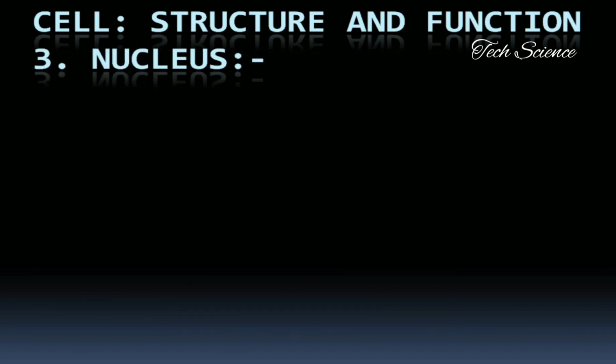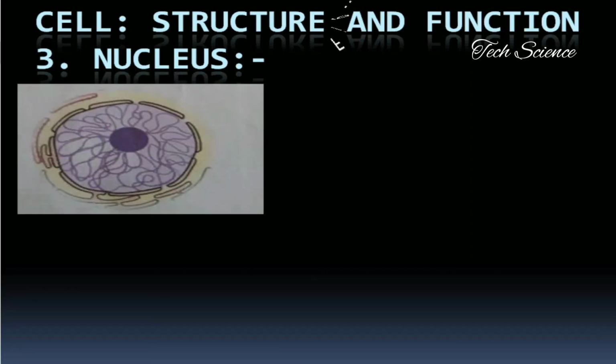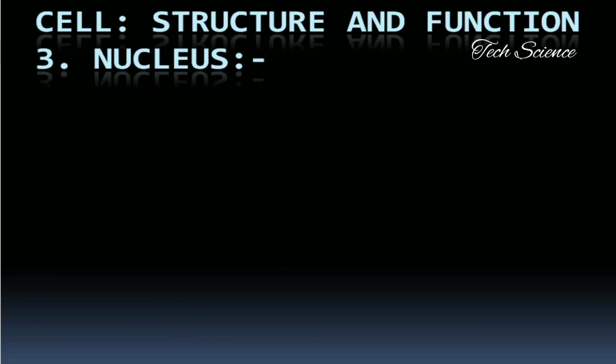Now, as at the start we discussed, the generalized cell is divided into three parts. Number one, cell membrane. Number two, cytoplasm, and the last part is called the nucleus. This is the diagram of the nucleus, and this is the main part of the cell which performs all the activity. It is called the control center of the cell. Now let's see the different parts of the nucleus.